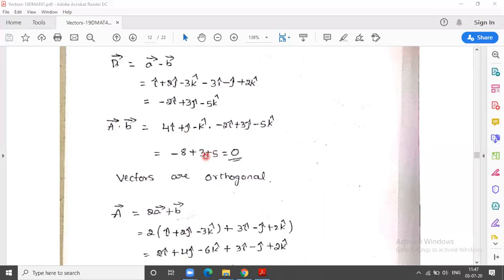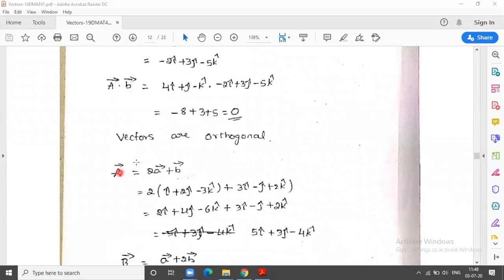1 into 3 is 3. Minus 1 into minus 5 means plus 5. Minus 8 plus 3 plus 5 will be 0. So vector A dot vector B is 0. That means these two vectors are orthogonal. We have taken vector A as A plus B and vector B as A minus B. Therefore, vector A plus vector B and vector A minus vector B are orthogonal.